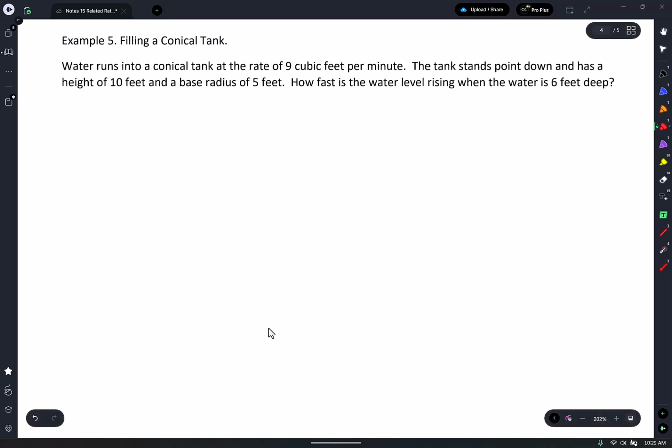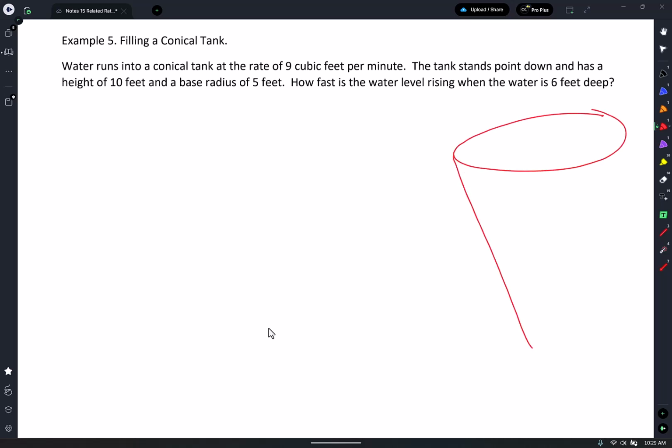Water runs into a conical tank at a rate of 9 cubic feet per minute. This is a very common question. Have you guys ever worked on a farm before? Yes? No? Yeah. So, conical tank. There's conical tanks all the time on farms, right?